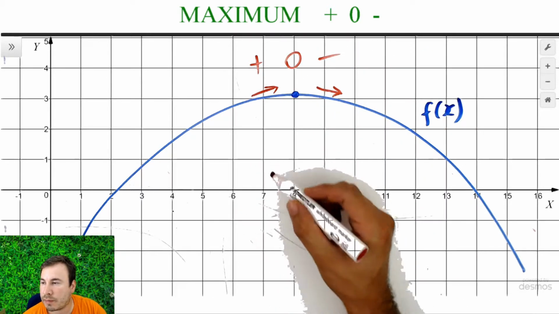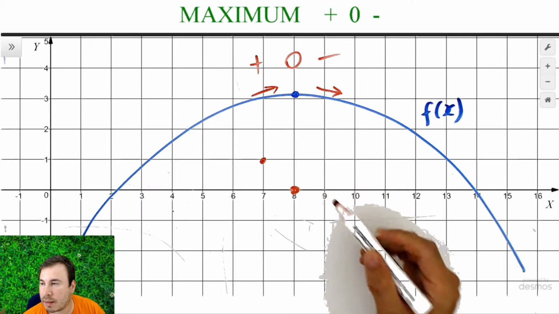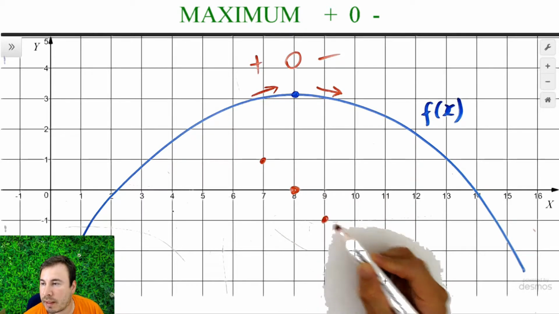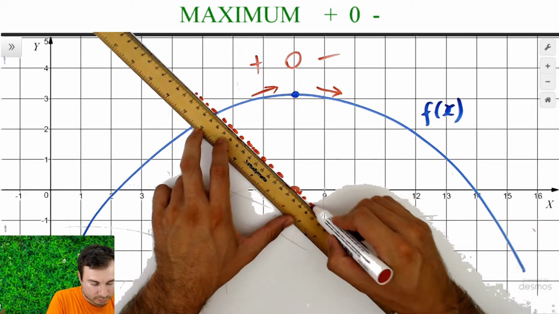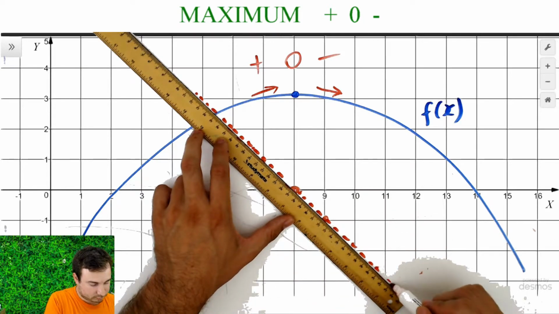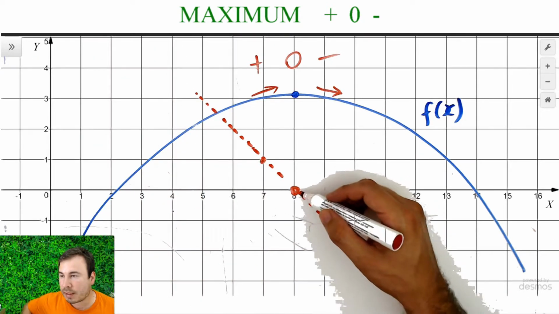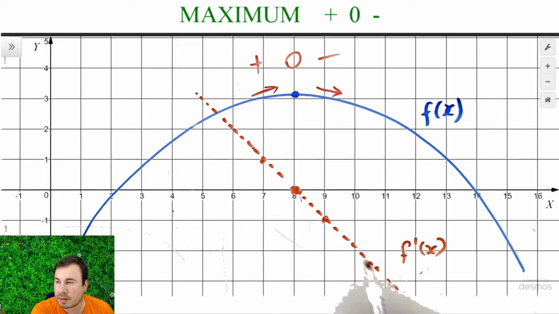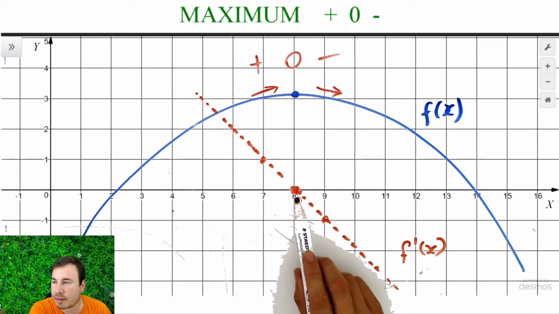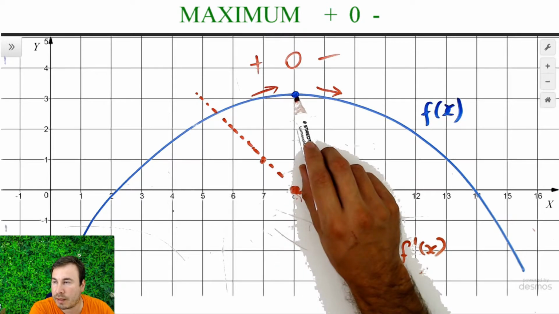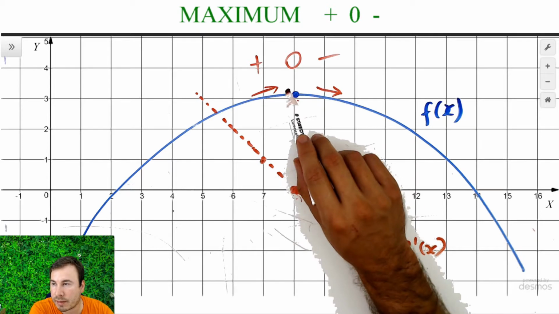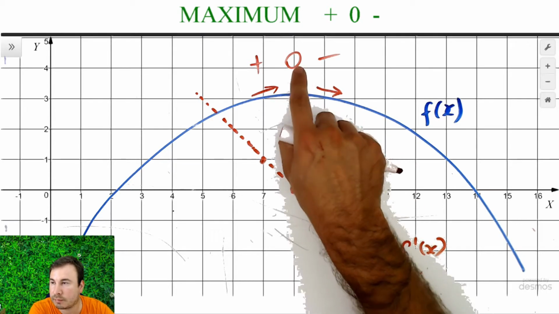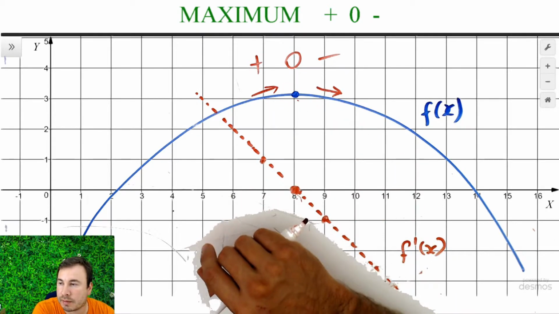So it's positive here around the 7. It's negative here around the 9. This is kind of what the derivative would look like. The important thing is that it's going to cross 0 at this point, at x equal to 8. Sometimes it's not a line, sometimes it's another type of function like a polynomial. But the important thing is that the derivative crosses 0 when the function is flat, when the slope of it, the gradient, is 0.